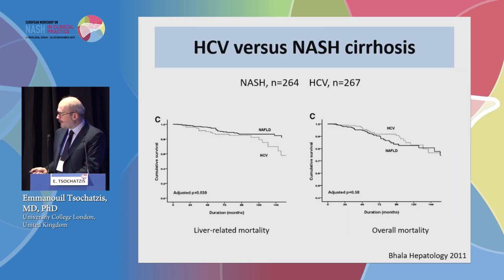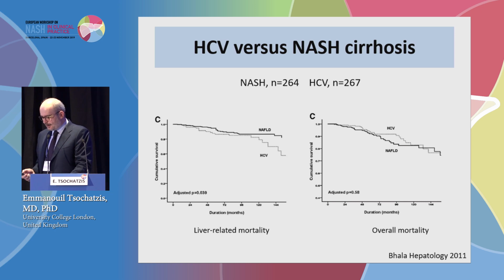Again, this is a multi-center study. Higher numbers of cirrhotic patients, and you can see that liver-related mortality in the cirrhotics is higher in hepatitis C, but when we're looking at overall mortality, then the curves are the same, which again proves the point.